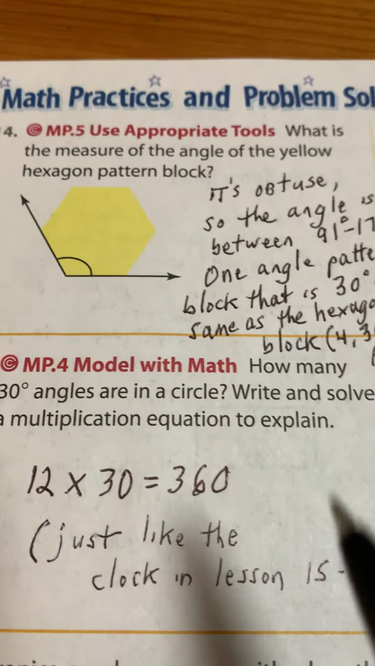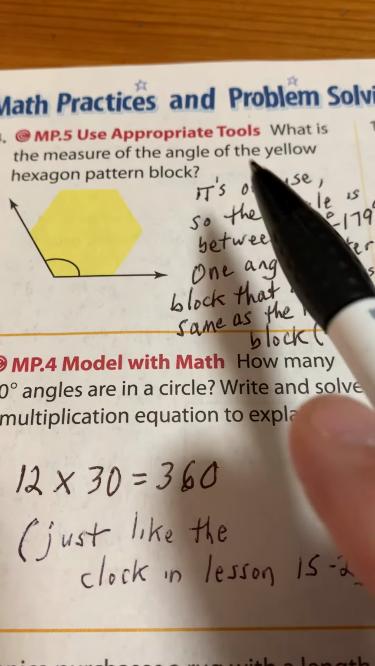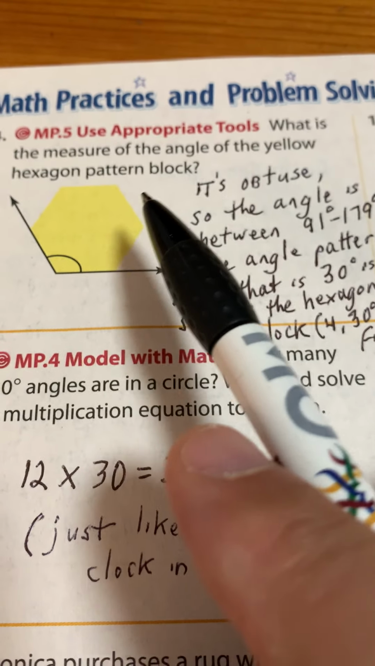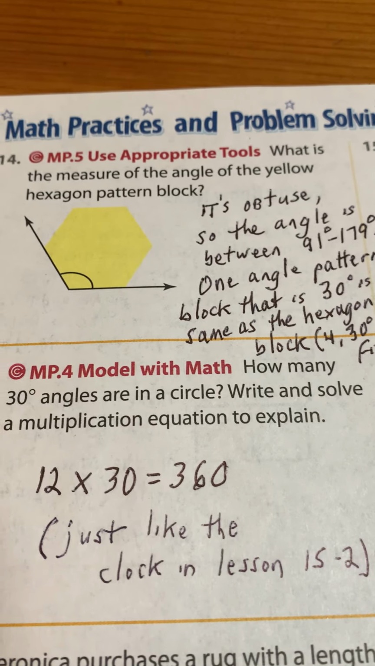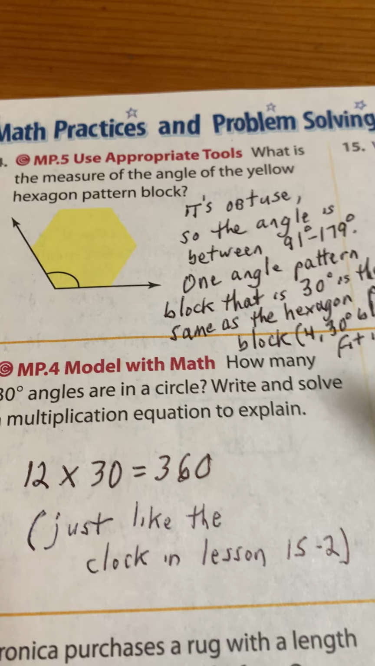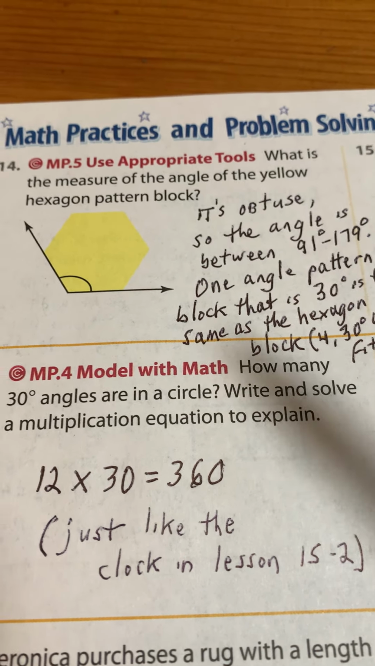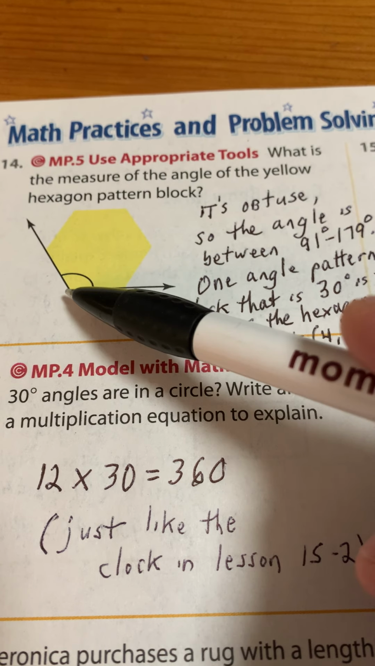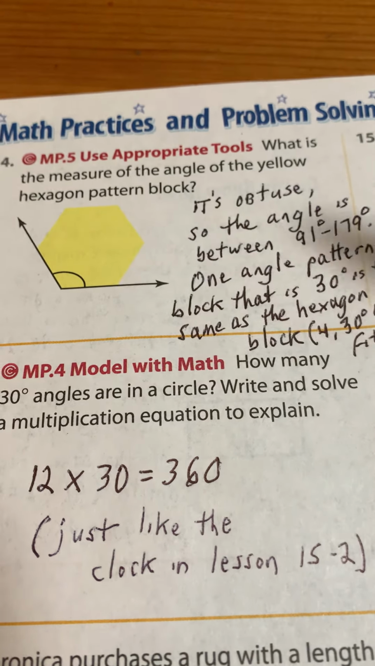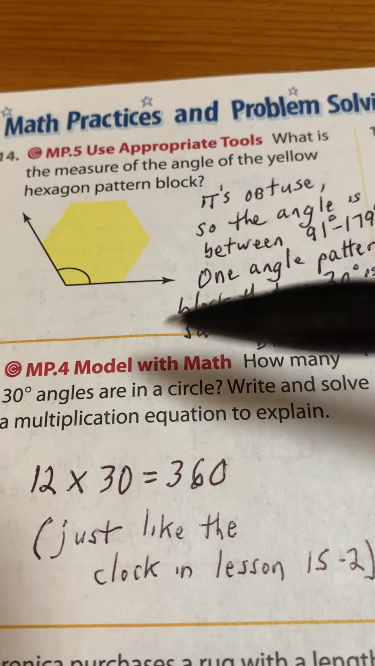Okay. So what is the measure of the angle of the yellow hexagon pattern block? Actually, those of you who printed out the pattern blocks, there is a hexagon pattern block. A hexagon means there's 6 sides. That's what a hexagon is. So 1, 2, 3, 4, 5, 6. There are 6 sides in that figure.